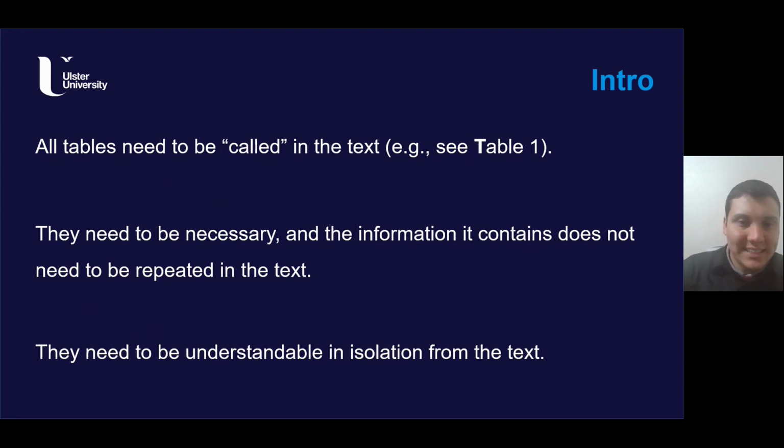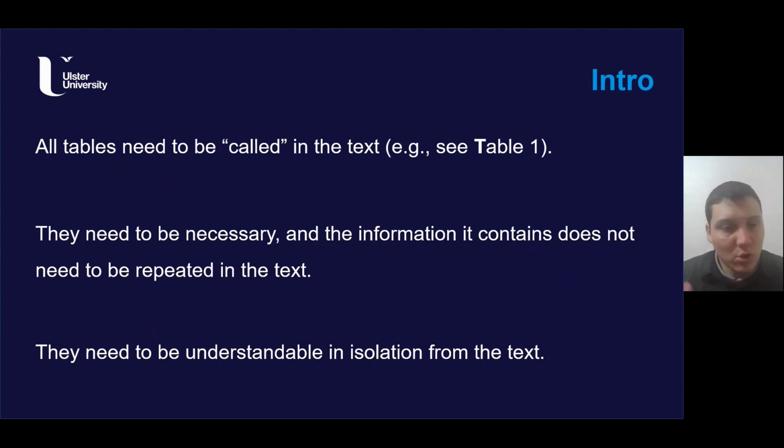Of course, your text needs to have some dialogue with the table, and that is why we have to call out the tables in the text. So we have to discuss something about the table in the text, but we don't need to keep repeating the information in the text if it's already in the table, okay? Also, APA requires tables to be somehow understandable in isolation.